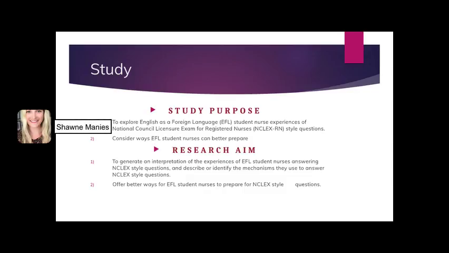Just to give everybody a little bit of an idea of what my study will be, it's to explore the English as a foreign language, or more currently, English language learner student nurse experiences of the NCLEX-RN style questions, and to consider ways that these student nurses can better prepare. The aim of my research is to generate an interpretation of the experiences of these nurses and describe or identify the mechanisms they use to answer NCLEX style questions, and hopefully to offer better ways for EFL student nurses to prepare for NCLEX style questions.